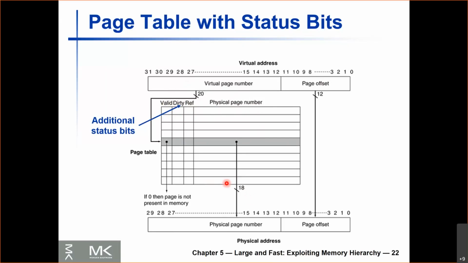Right, 2 to the power 20, times this many bits, right? That grows. So 2 to the power 20 is a very big number. That's millions. Okay, so this table is pretty large.